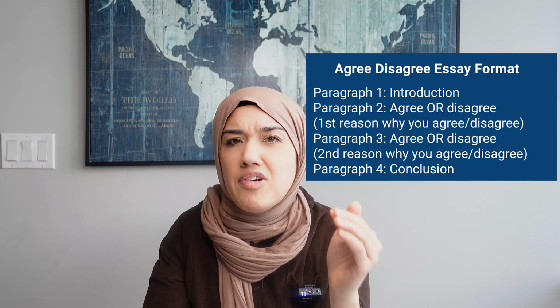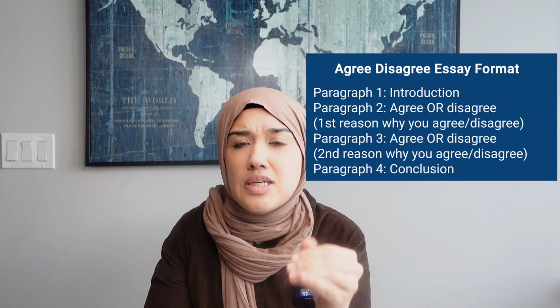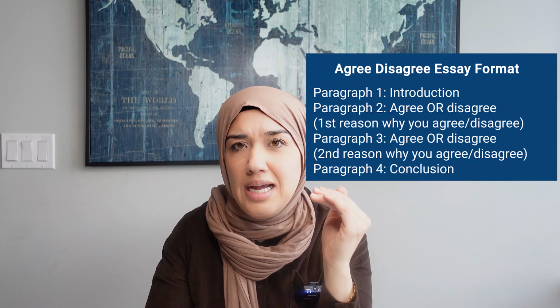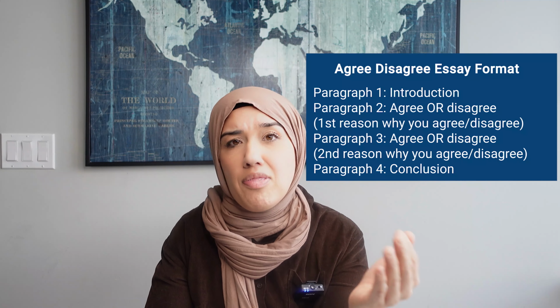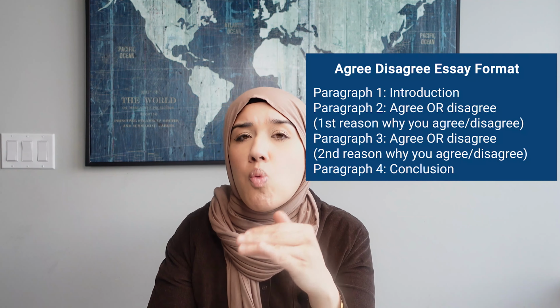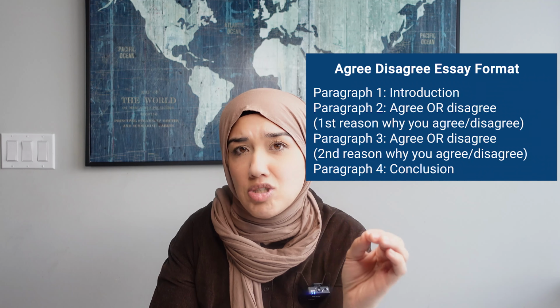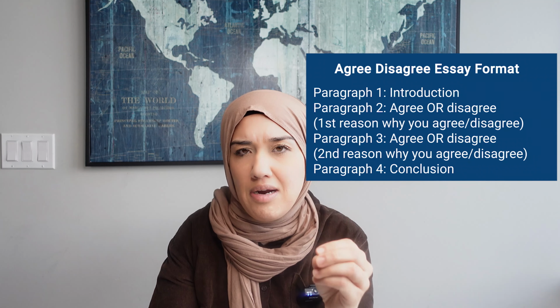So the exact format for an agree-disagree question type is, paragraph 1 is your introduction. Paragraph 2 is the first reason of why you agree or disagree. Choose one side, and one side that you have a strong belief of more than the other, because also in paragraph 3, you are going to write why you agree or disagree, but it has to match paragraph 2. And then the conclusion is in paragraph 4.